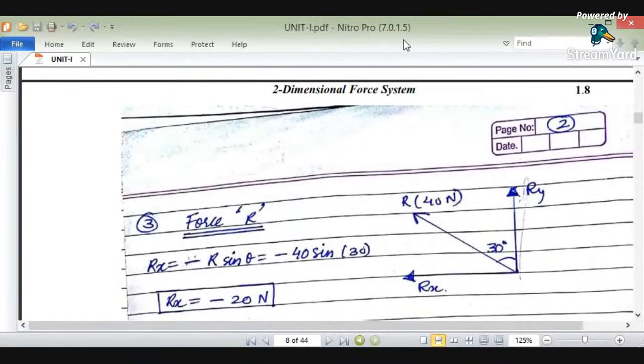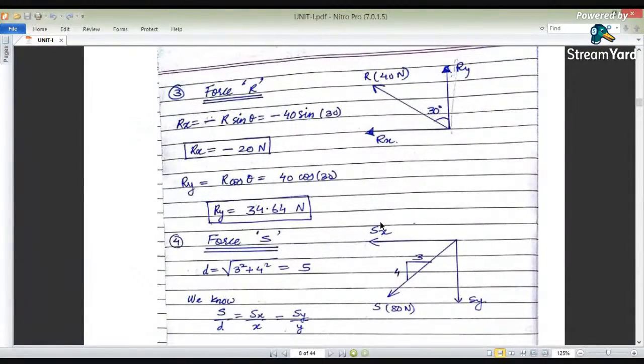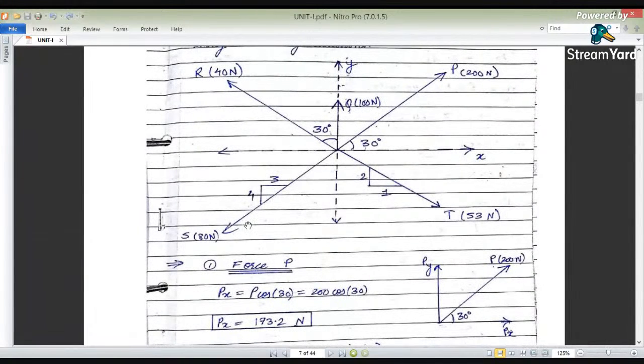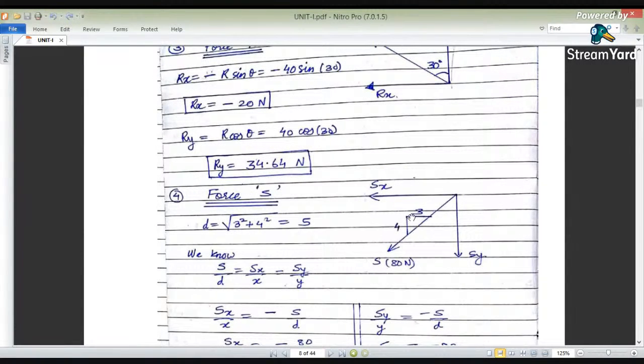In the same way, the next force is S. In this figure there is a third force S applied here, but it has distances in horizontal as well as vertical, given in the form of a slope: 3 is the horizontal distance and 4 is the vertical distance. So how do we find out the distance?